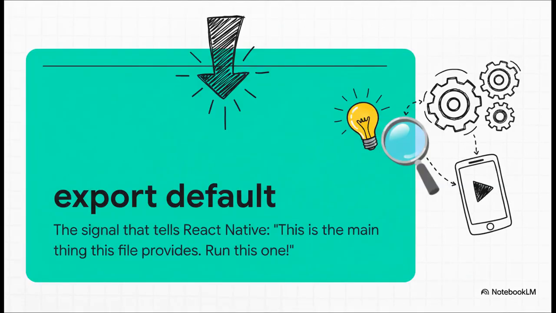So what does that actually mean? Well, export default is basically a big signpost. You're telling React Native, hey, out of all the code in this file, this app component, that's the main event. Run this one first. Seriously, without it, your app would just be lost. It wouldn't have a clue what to display.